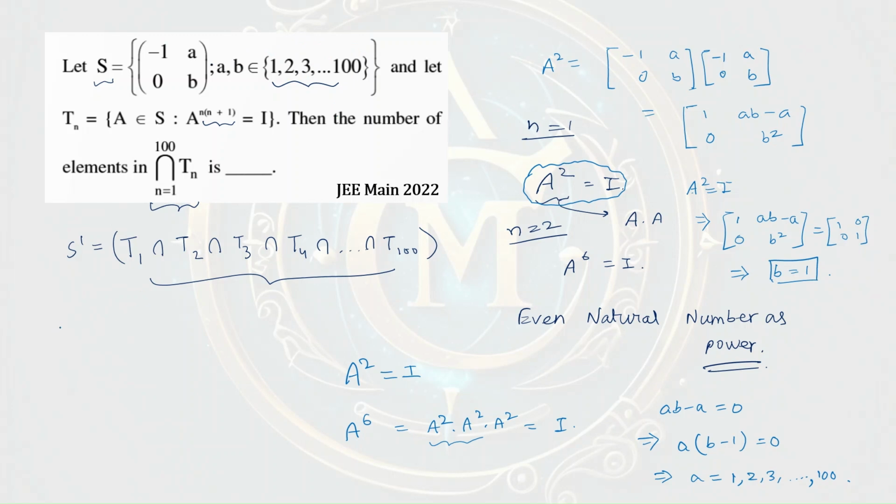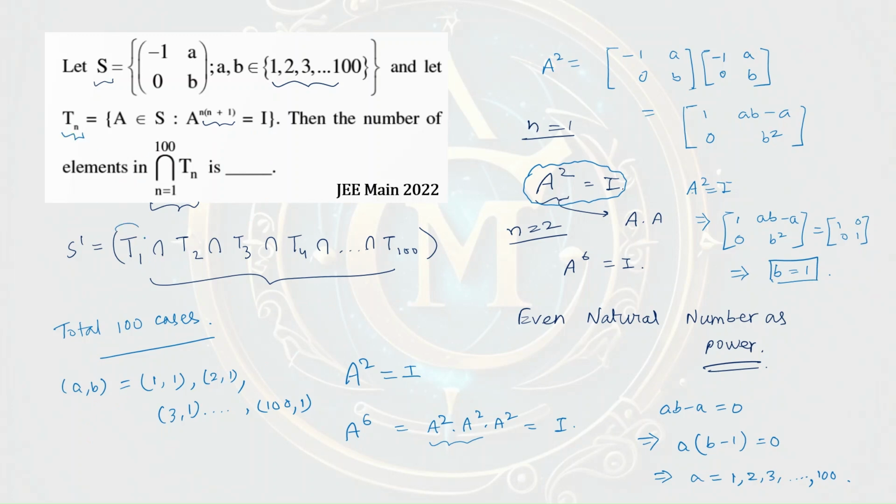So we have a total of 100 cases. So A, B, this ordered pair will be 1, 1, then 2, 1, then 3, 1, so on up to 100, 1. So we have a total of 100 cases for each Tn.